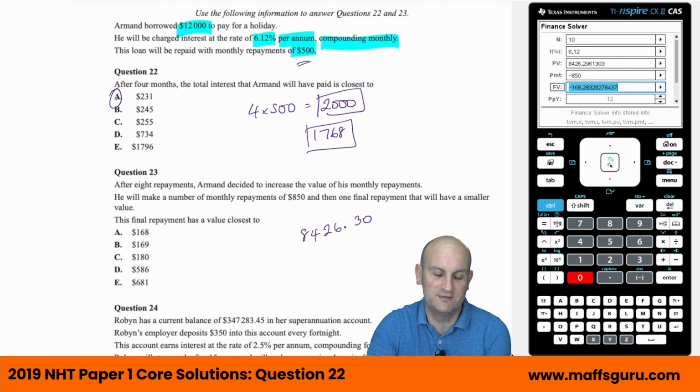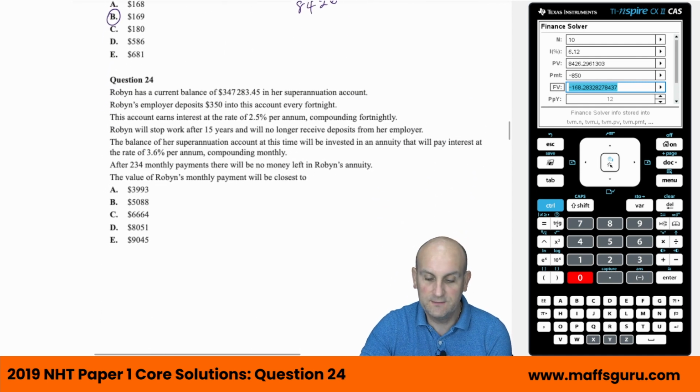And what you notice with question 23, it was more a semantics question. They were trying to trick you with the wording. If he paid just $168, he'd still owe the bank 28 cents. So actually his final repayment is closest to $169. Tricky, tricky, tricky. Question number 24.